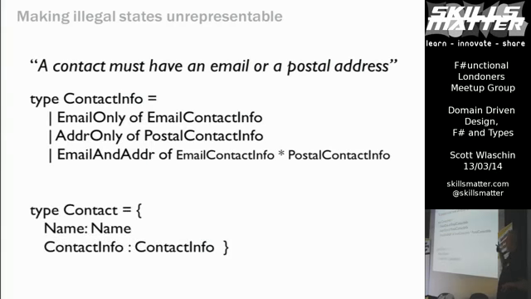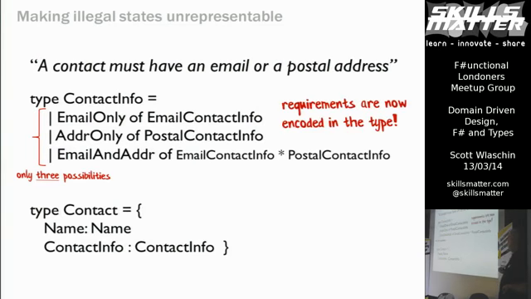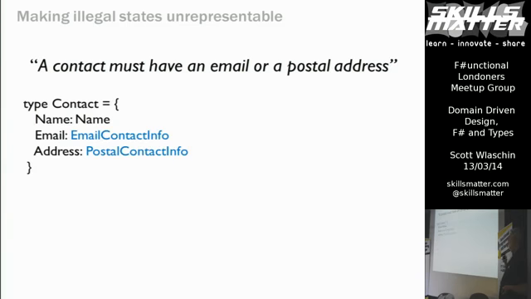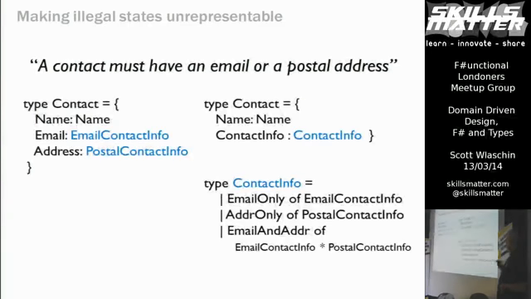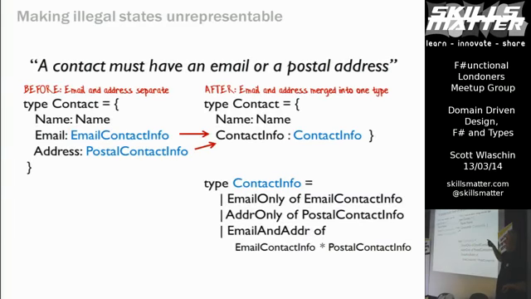And now before we had a separate email address and postal address, and now we have a generic contact info. So only 3 possibilities, and the requirements are encoded in the type. So let's review that. We started off over here with an email address as separate things, and then what we did is we merged them into a single type, which is contact information, and that contact information is a choice type, one of those three situations.